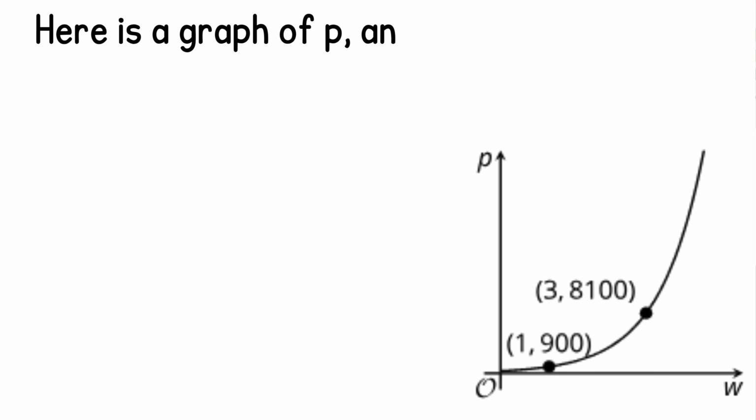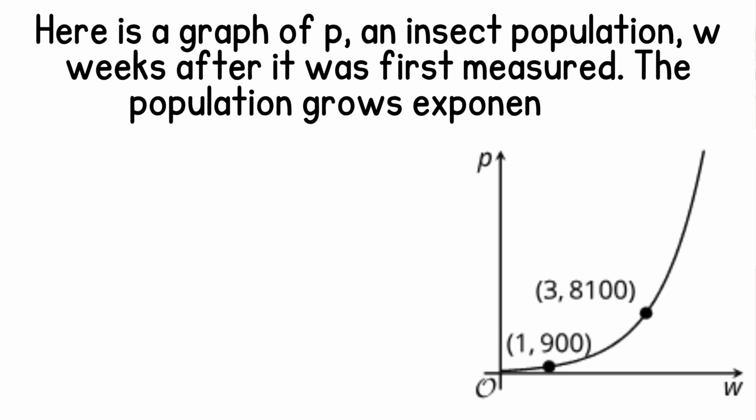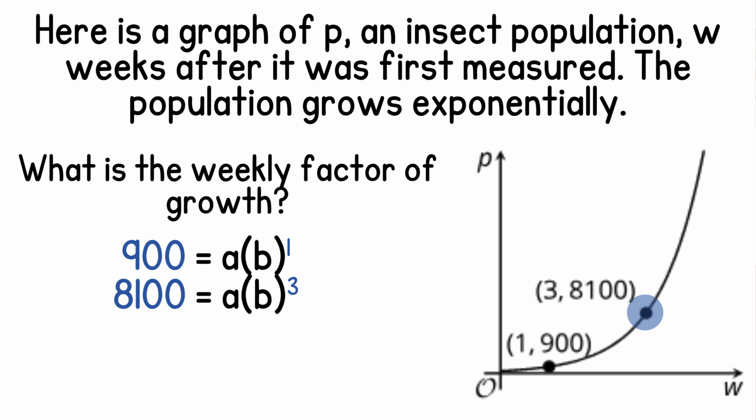Our next example gives us a graph of P, an insect population, W weeks after it was first measured, and the population grows exponentially. We want to know what is the weekly factor of growth. So we'll take our function y equals a times b to the x power, and we'll use the points given to replace the x and y in our function to find what a and b must be. So for the point 1, 900, x will become 1 and y will become 900. For the point 3, 8100, y will become 8100 and x will become 3.